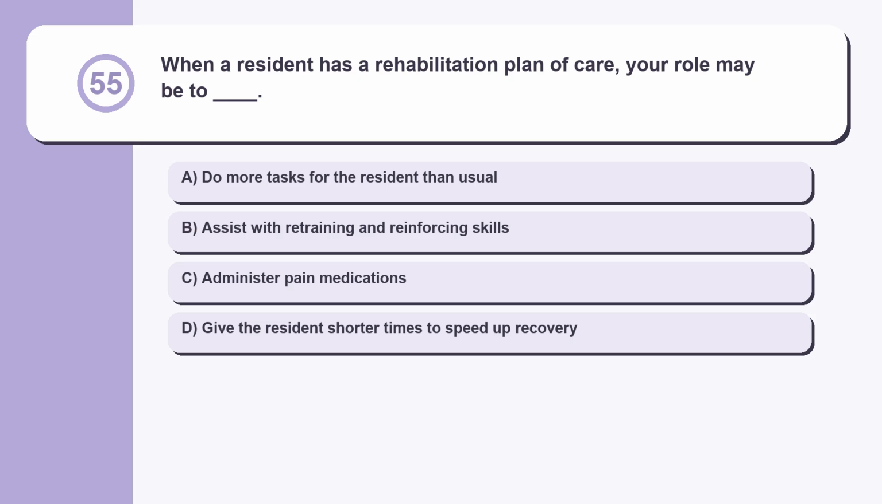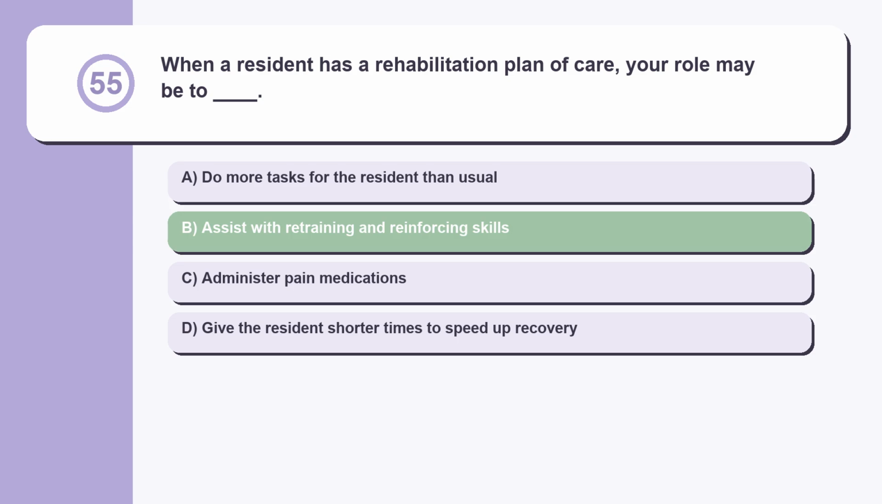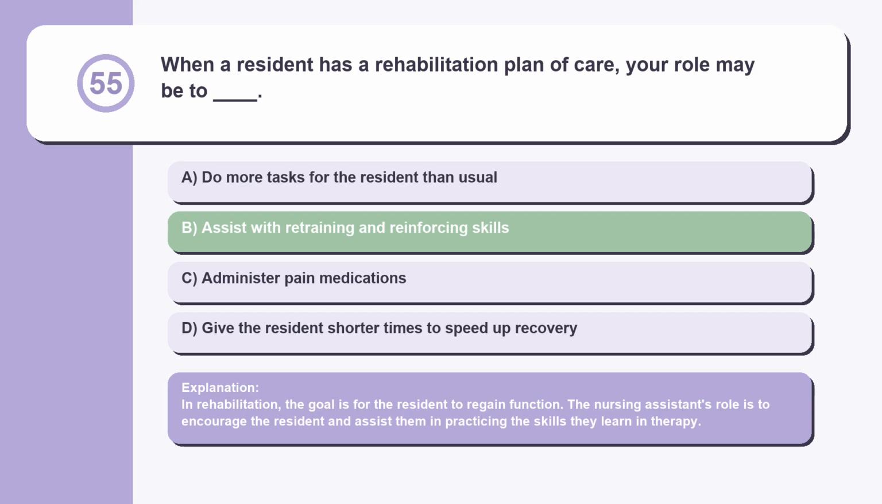Question 55. When a resident has a rehabilitation plan of care, your role may be to blank: do more tasks for the resident than usual; assist with retraining and reinforcing skills; administer pain medications; give the resident shorter times to speed up recovery. In rehabilitation, the goal is for the resident to regain function. The nursing assistant's role is to encourage the resident and assist them in practicing the skills they learn in therapy.